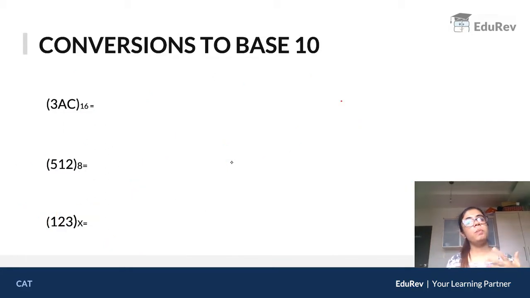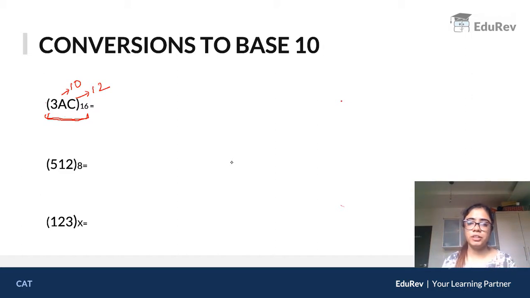Now let's look at a few more examples wherein we have to convert to the base 10. This is 3AC to the base 16. Your base is 16, that means it's a hexadecimal number. Okay? Like we saw earlier, A represents the value 10. C represents the value 12. See, A and C are not defined in the decimal system. So you have to convert A to 10 and you have to convert C to 12.